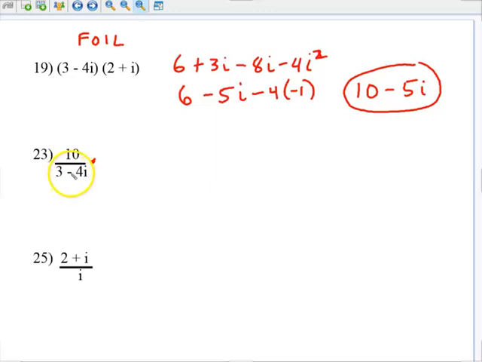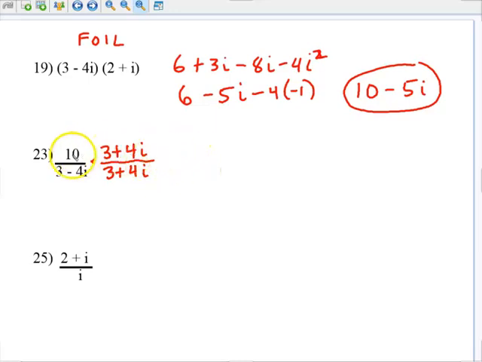This complex number says 3 minus 4i. To get the conjugate, I'm just going to write 3 plus 4i. So it's just the middle sign of the complex number. It gets changed if you want the conjugate. And we're going to multiply by that on both the top and the bottom of this fraction.